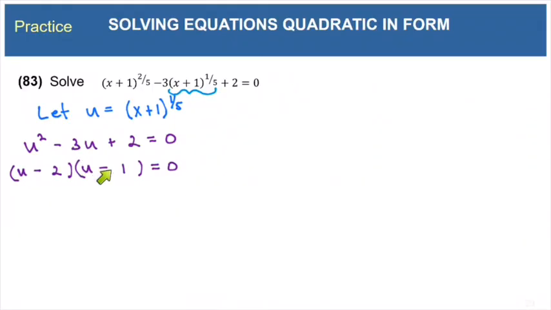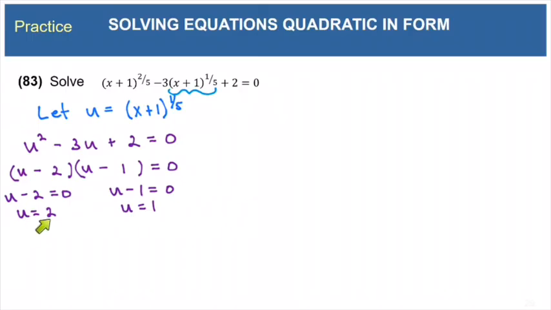If this times this equals 0, then one of these binomials has to be 0. Either u minus 2 equals 0, or u minus 1 equals 0. If u minus 2 equals 0, then u equals 2. If u minus 1 equals 0, then u equals 1. But these are not the final solutions because these are u values, and our original equation was in x's. So we need to now use these two solutions with this relationship to go back and find x.